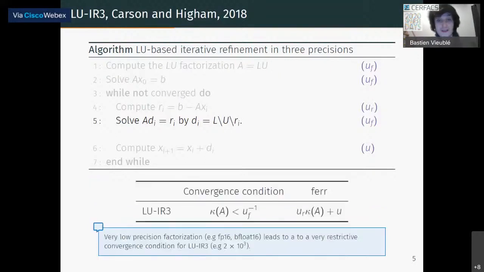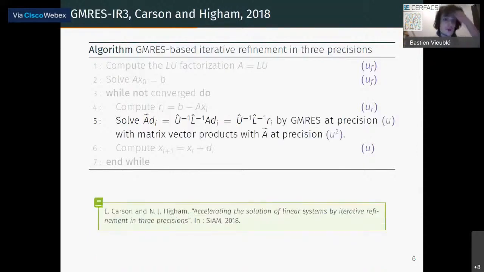They provide an error analysis of this algorithm they call LUIR3, and under a certain condition on kappa(A), which is the conditioning number of the matrix, they guarantee an error accuracy of order u_r kappa(A) plus u, where if u_r is chosen precise enough, it can absorb the term kappa(A), and then we can have an error accuracy of order u. However, for very low precision factorization, such as half precision, it leads to a very restrictive convergence condition. That is why they proposed another algorithm, called GMRES-IR3, which uses at step 5, for solving the correction equation, a GMRES preconditioned by the LU factors at precision u, except for the application of the preconditioner and the matrix vector product, which are done at a higher precision u squared.